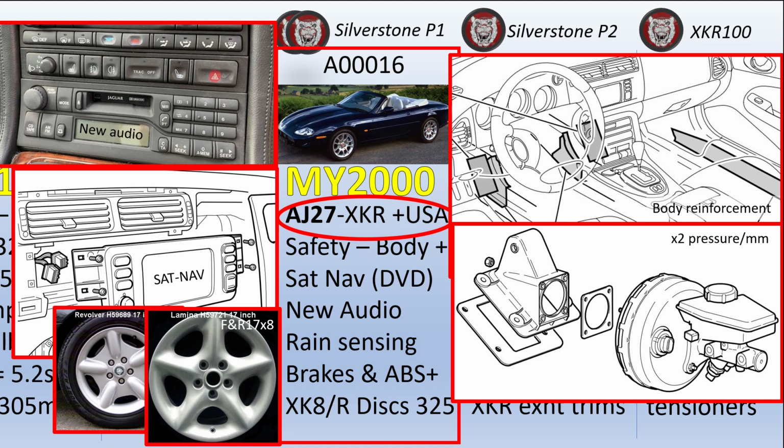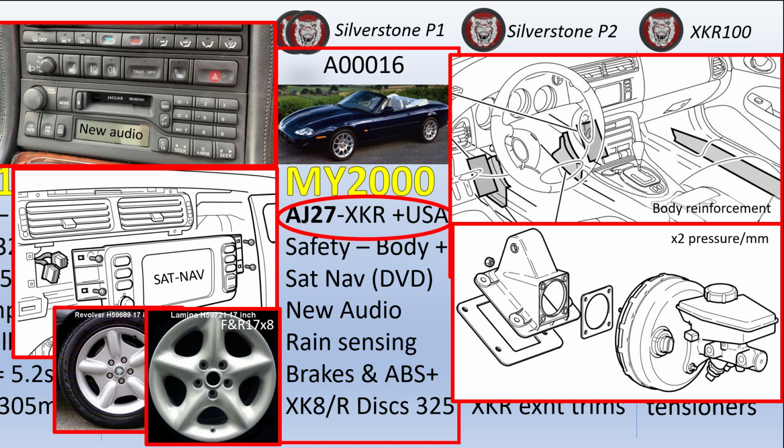There's lots of improvements in this car, specifically safety, braking, and features. So what we got: new audio. The sat nav became an option. It was the death of the revolver wheel. No shame there, honestly. Replaced by Lamina, but again, non-staggered 17x8.